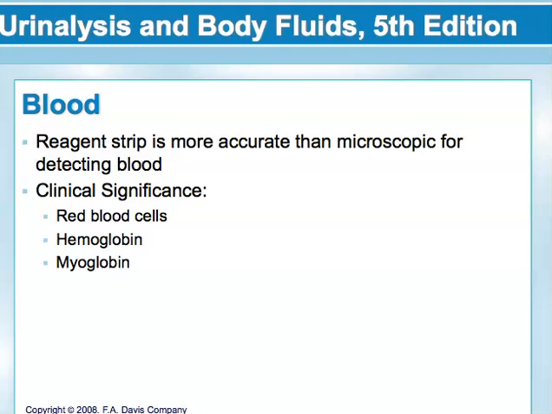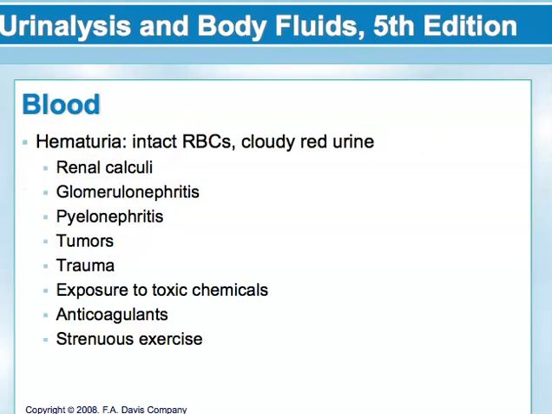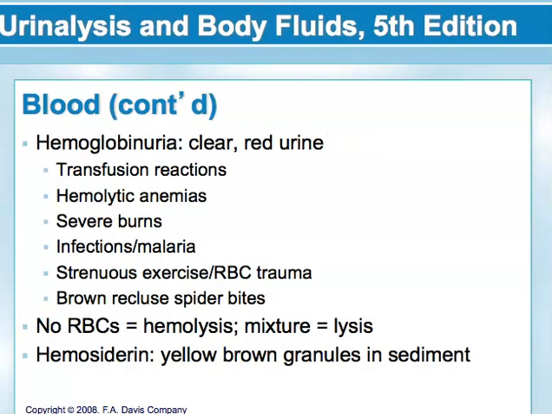After blood has been detected by the reagent strip, the microscopic exam can then be valuable in differentiating between hematuria and hemoglobinuria because red cells due to hemoglobinuria would not be visible in the microscopic examination. So it's just some different conditions there that can be seen associated with hematuria and then with hemoglobinuria.